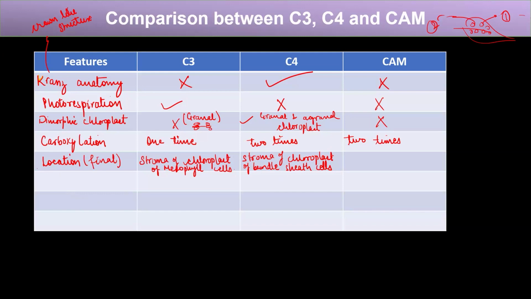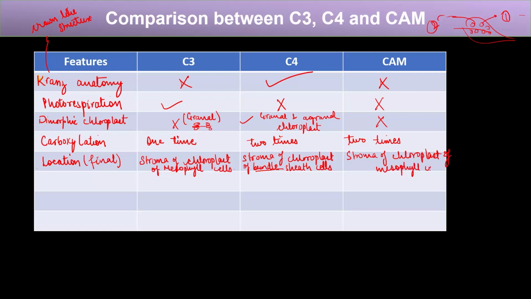While in the case of the CAM cycle, where does it take place? It takes place in the stroma of the chloroplast of mesophyll cells, right? So only in the C4 plant does it take place in the bundle sheath cells, while in the case of C3 and CAM, it takes place in the stroma of the chloroplast of mesophyll cells.